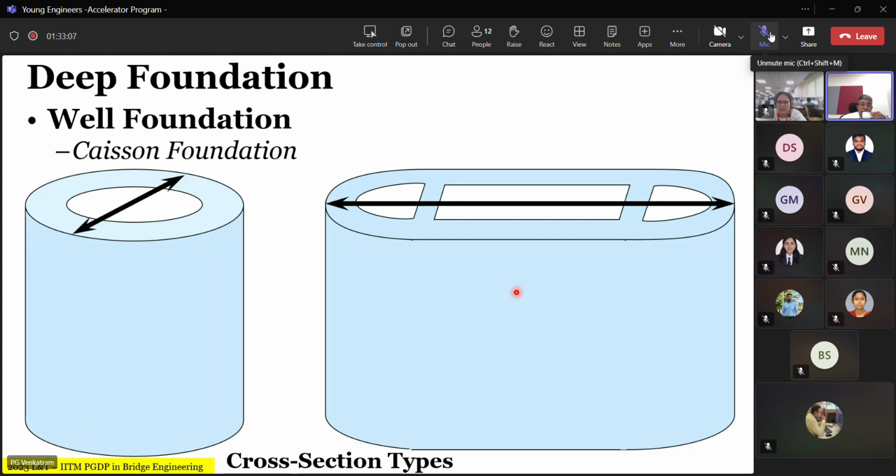Can you guess what that complication would be? It might not sink vertically. Exactly. Why not? Correct.